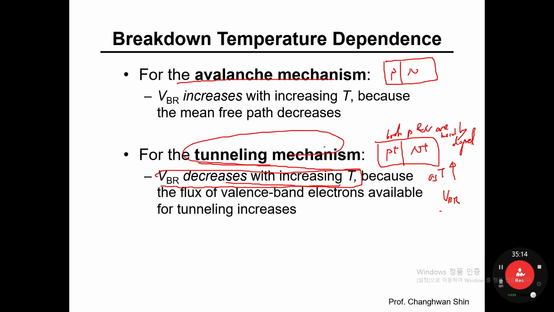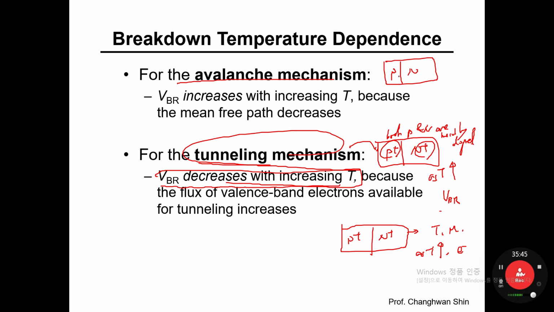But this tunneling mechanism is dominant only when both sides are heavily doped. Simply speaking, in summary, in a P plus N plus diode the tunneling mechanism is dominant. So as temperature increases, more electrons can participate in going through from P to N. I mean, more electrons can tunnel, so the breakdown voltage should become low.